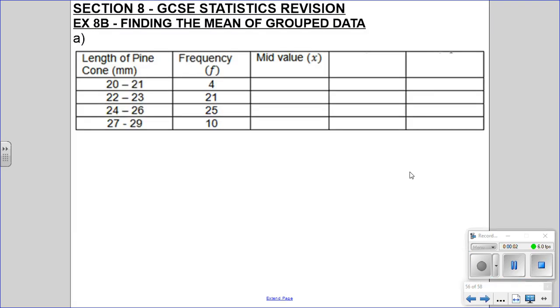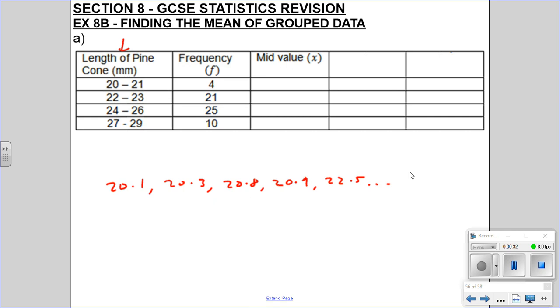Okay, last video of the booklet. What we're looking at now is group data rather than discrete data. As we said before, discrete data was if we were looking at the length of a pine cone. Discrete data could mean I've got a pine cone which is 20.1 millimeters, 20.3 millimeters, 20.8 millimeters, and 20.9 millimeters, and then I've got 22.5 millimeters, etc.